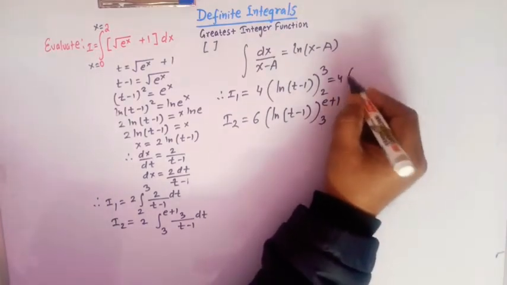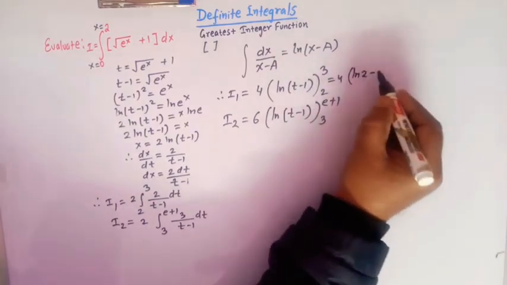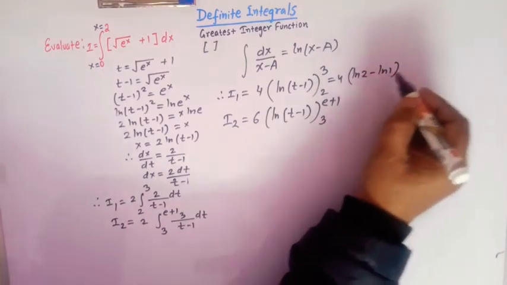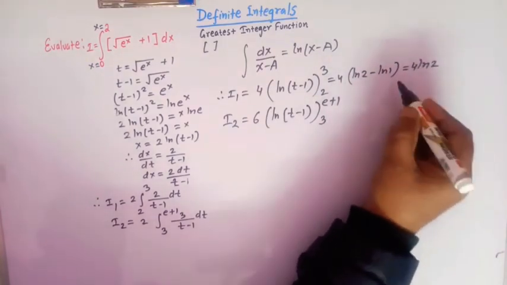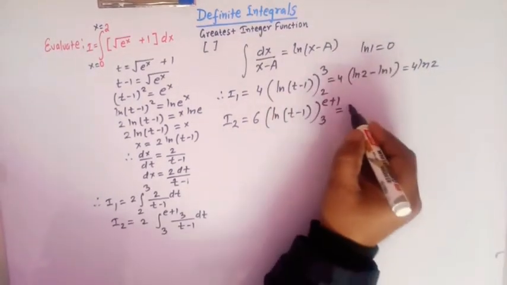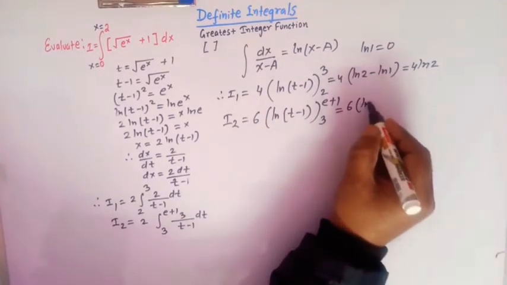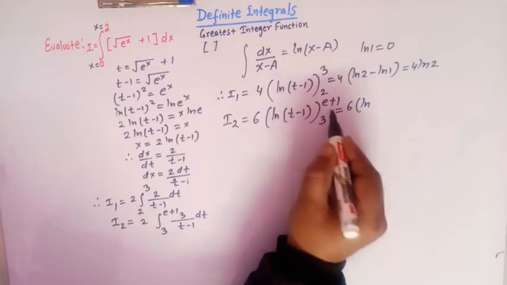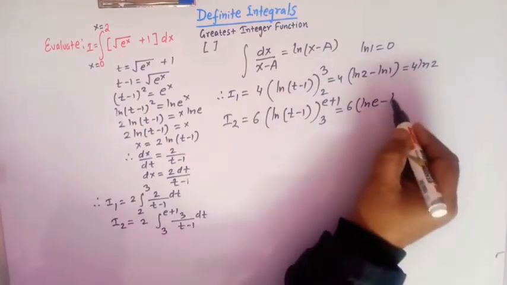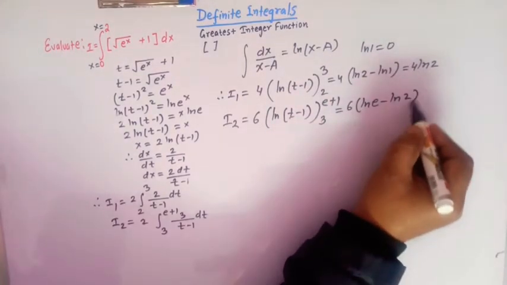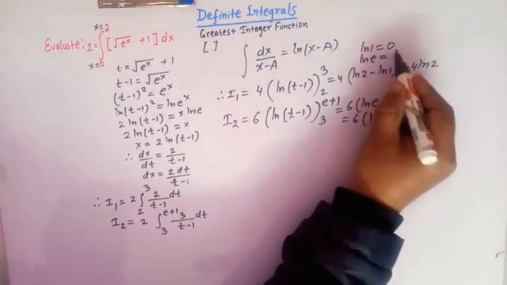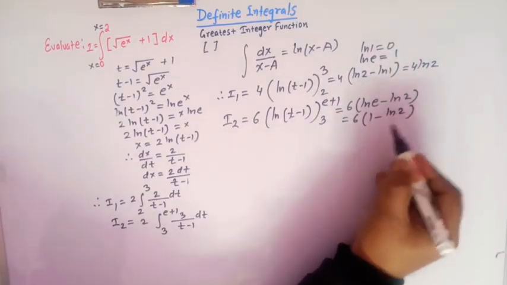So we have 4 times log of 3 minus 1 is 2, and 2 minus 1 is 1, so we have log 2 minus log 1, which is simply 4 log 2, because log of 1 is equal to 0, right? And here we have 6 times log of, if we take t is equal to e plus 1, so we have simply e, and minus log of 3 minus 1 is 2, and log of e is equal to 1, so we have 1 minus log of 2.